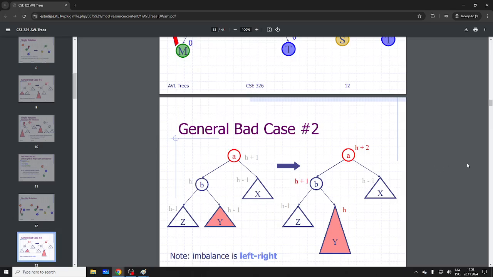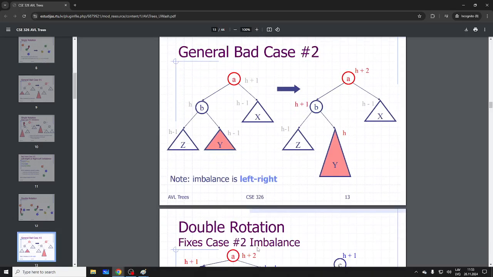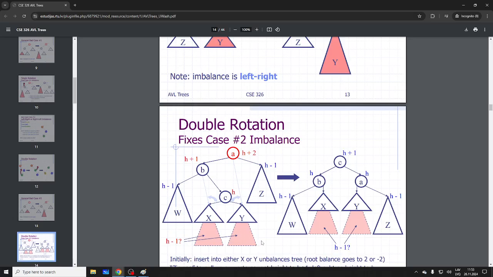So left, right imbalance. So the idea is that it's a left imbalance and then a right imbalance. So here's the imbalance, right? You see the imbalance here, right? We need to fix it, right? So this will be a double rotation. Double rotation. So this is gonna hurt you. Yeah, like I said, h plus 1.